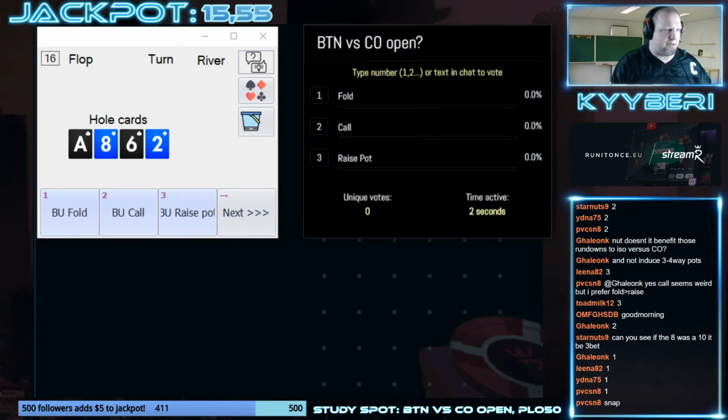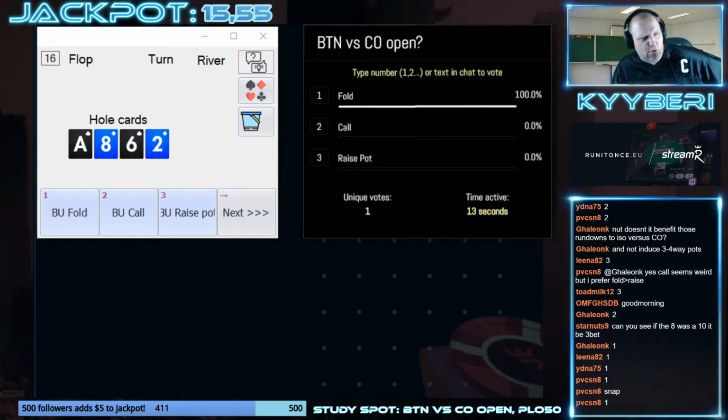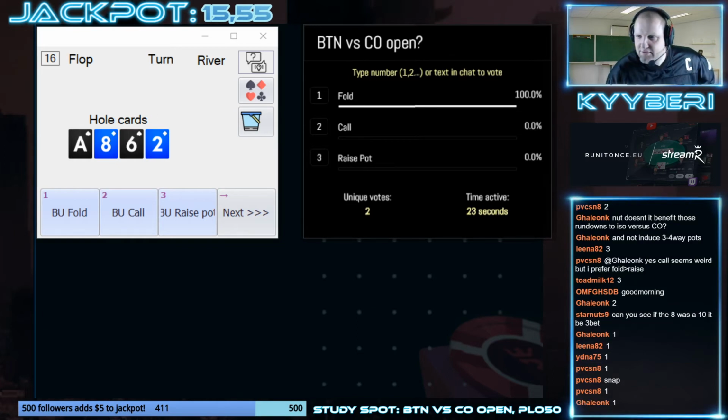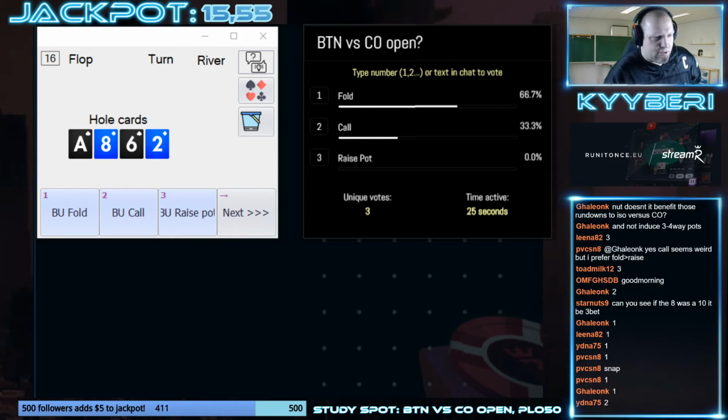No more monkey tilts. It's double suited. Similar hand, but instead of three hearts, we are now double suited. Is it enough to play? Cutoff opens. We are on the button. There's one fold. There's two folds, one call. We're getting a mixed strategy here.